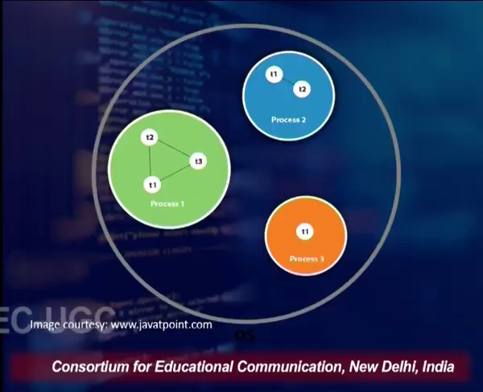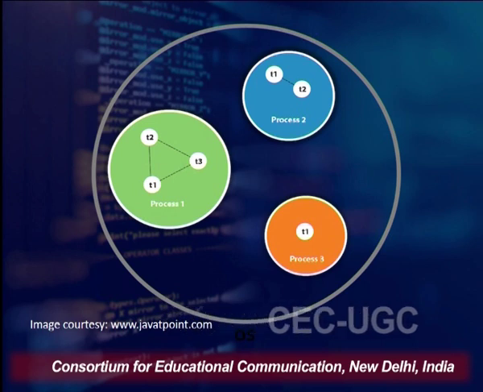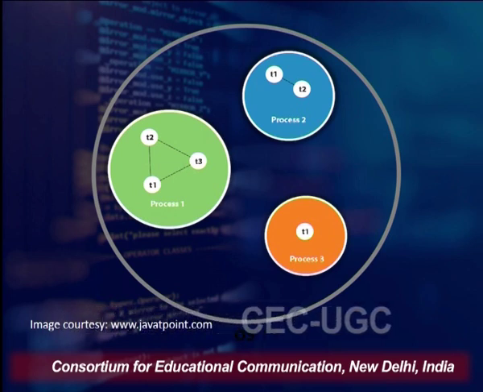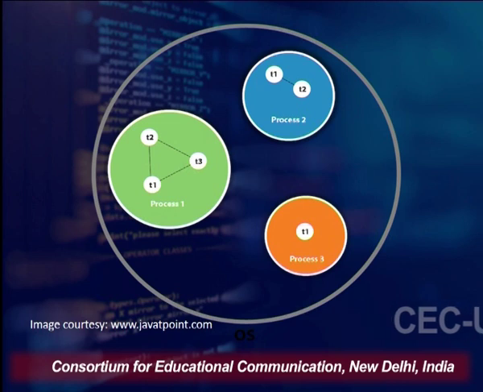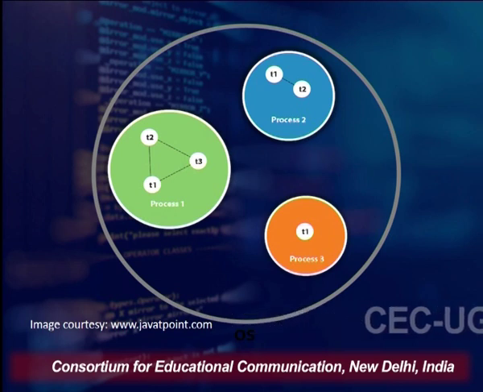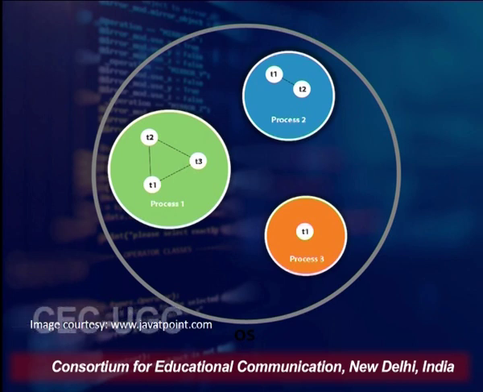And now with the help of this figure we can visualize the scenario of these two models of multitasking. Here we have a bigger circle, which represents the whole system. Within this system we have three different circles in three different colors. These three circles represent processes: process 1, process 2, and process 3.